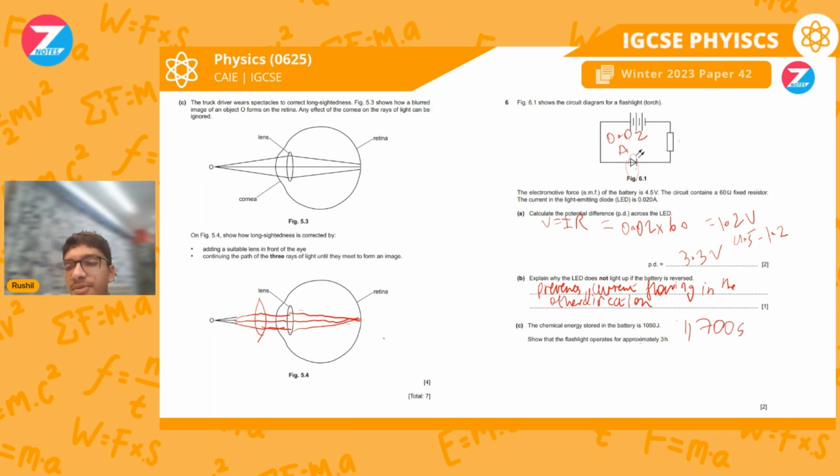So we have to convert this into hours. So 1 hour has 60 times 60 seconds, which is 3600. So if we divide this by 3600, we get 3.24 hours, which is approximately 3 hours. We get this right, which is approximately equal to 3 hours.